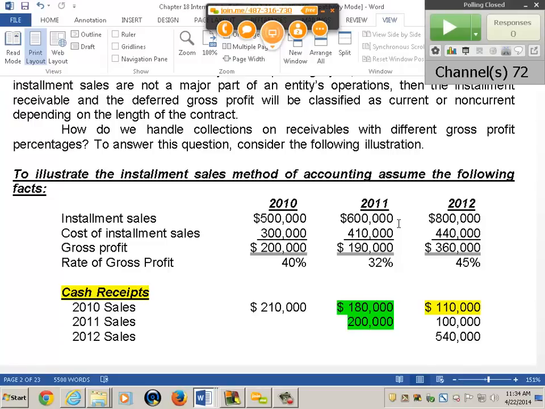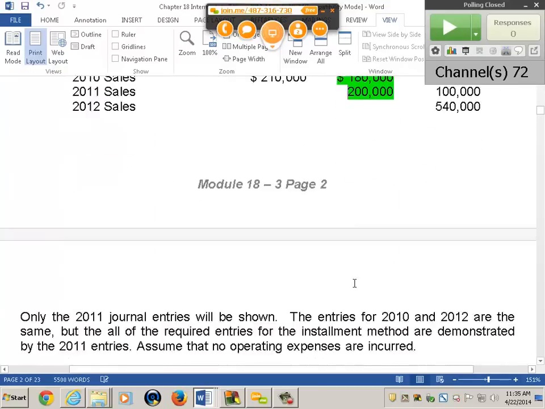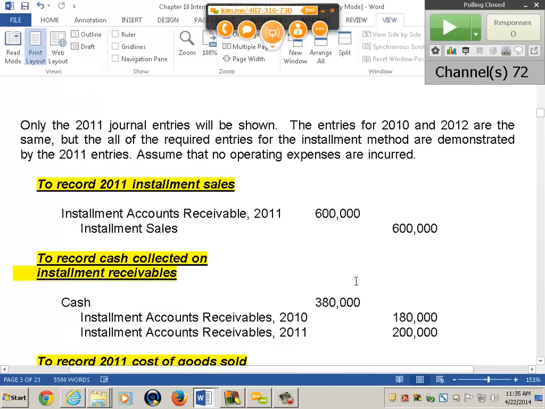All right, now, let's go to the journal entries. The journal entries are actually pretty simple, except you have to remember, I guess, two kind of exceptions on the closing. So let's go to the entries. When you sell, we're only going to do 2011. So on the sale, you debit the installment sales receivable, and notice it has to be kept track by year. So you have a debit to installment sales receivable, and that's for the year 2011, and you credit installment sales for the total, which is $600,000. So you record your sales in the typical way.